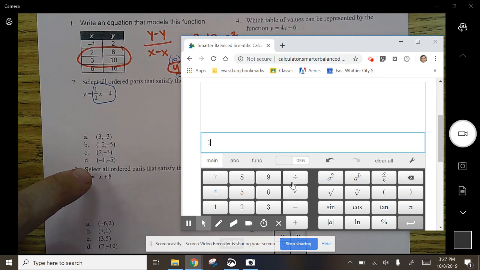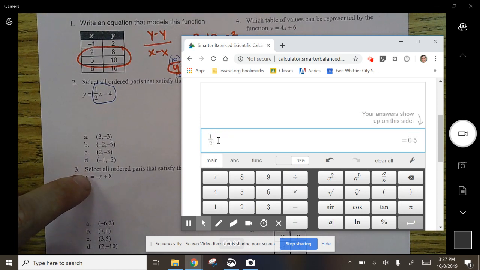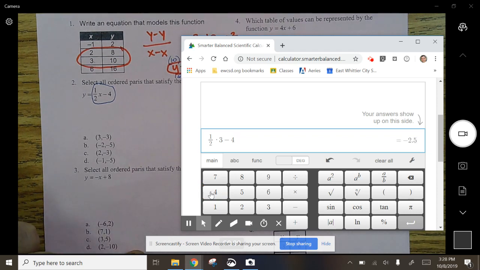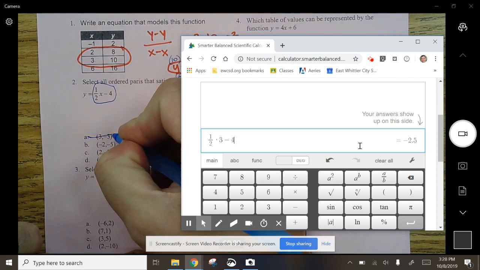So how do I do that? I do 1 divided by 2, slide it over, times x. Now what's x here? 3. So times it by 3, and then minus 4. All right? Now at this point, I get 2.5, and that's not what we want. So guess what? A is not our answer.